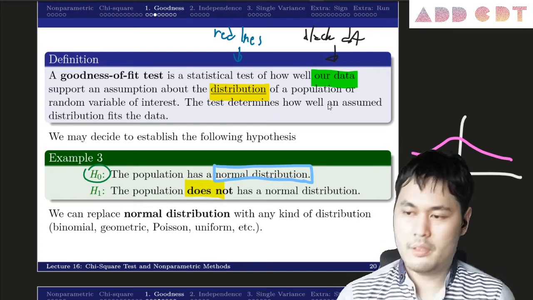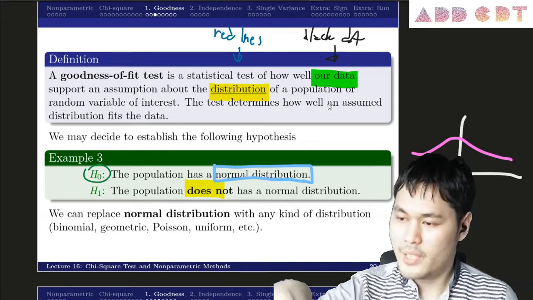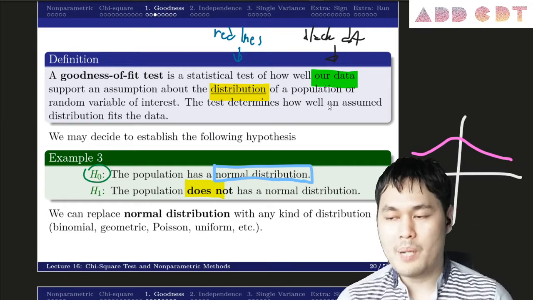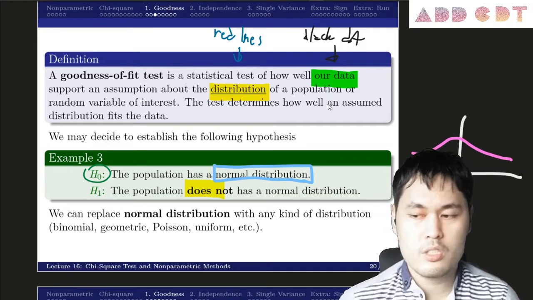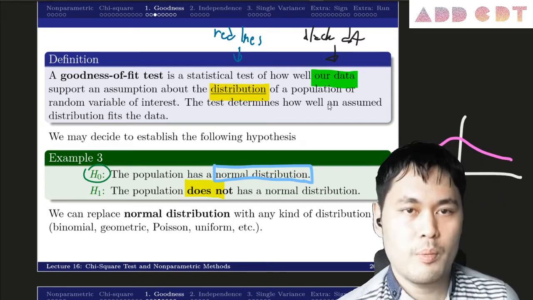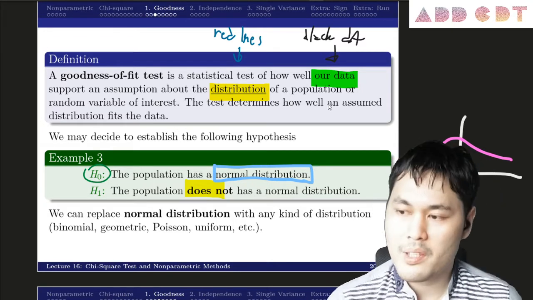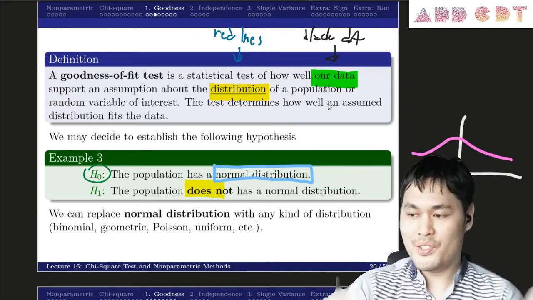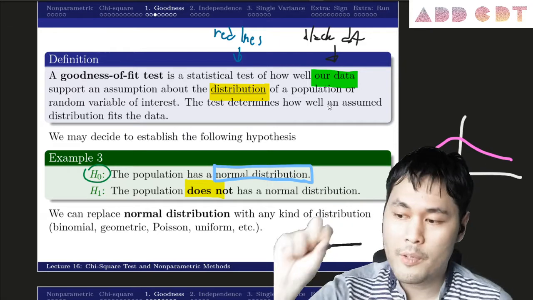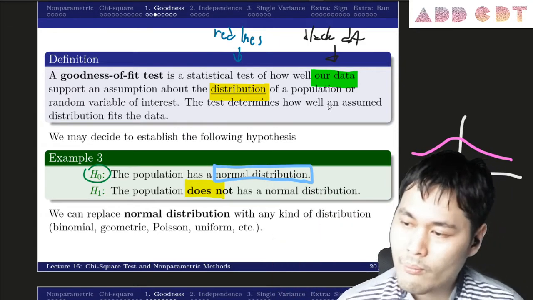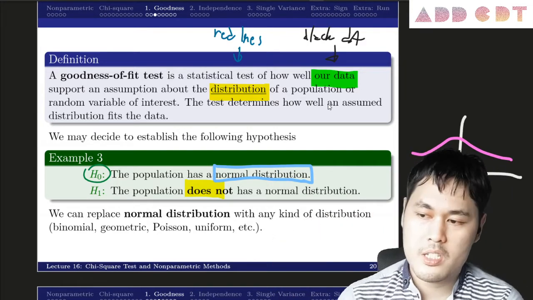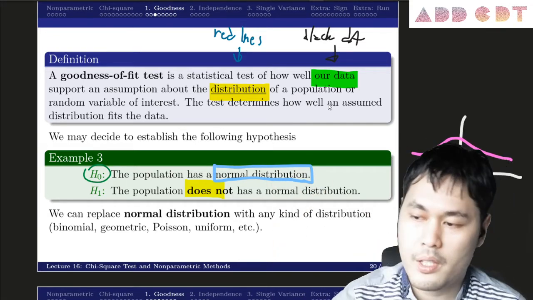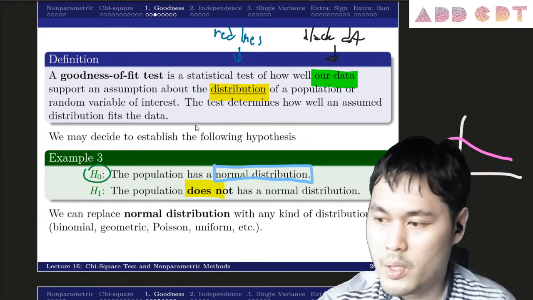And this is just the hypothesis here. As you can read here, we can replace the normal by any type of distribution. We may believe that the population has a binomial distribution. We may believe that the population has a geometric distribution. We may believe that the population has a Poisson distribution, or uniform distribution, or whatever. We put that word there. And then once we establish our hypothesis, again we can go out and take samples and see if that agrees with H null.